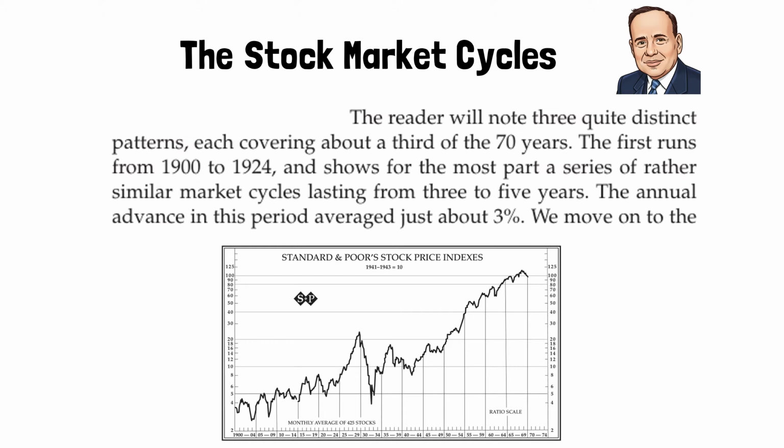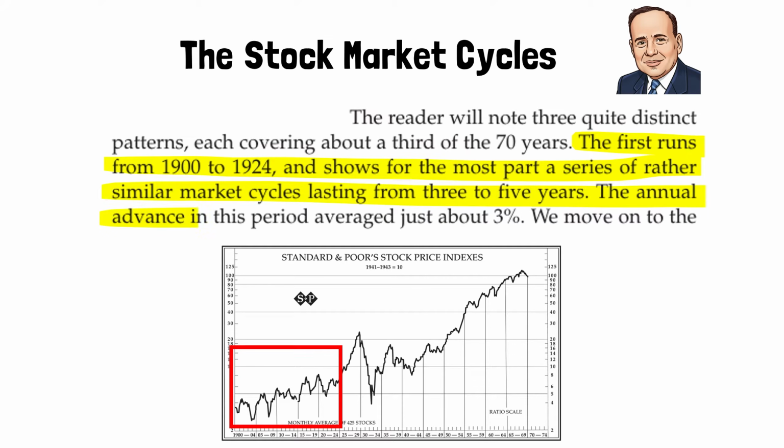On page 67, Graham writes the following. "The reader will note three quite distinct patterns, each covering about a third of the 70 years. The first runs from 1900 to 1924 and shows, for the most part, a series of rather similar market cycles lasting from 3 to 5 years. The annual advance in this period averaged just about 3%.